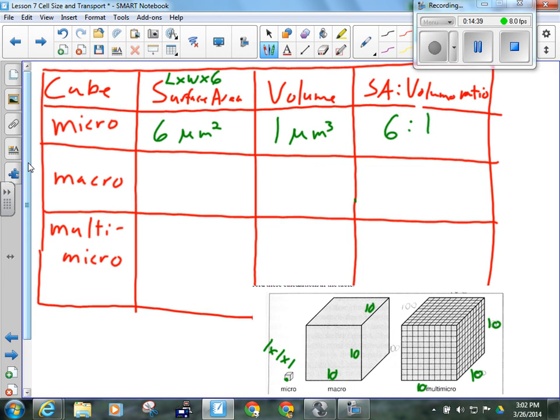Is that good? Actually, that's really good. Anytime your surface area is bigger than your volume, ratio-wise, you're good. Especially 6 to 1. That's kind of ideal.